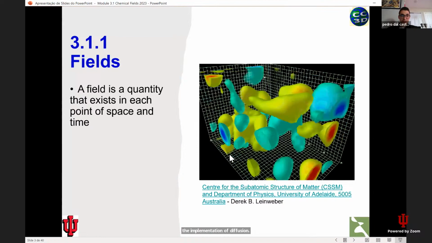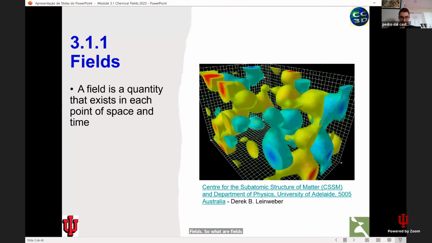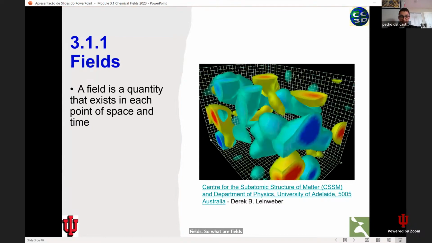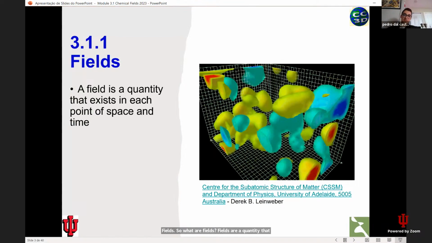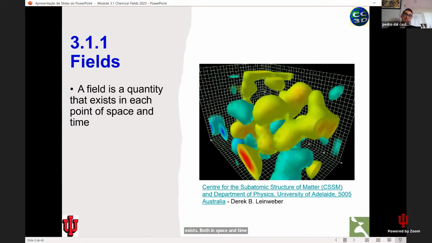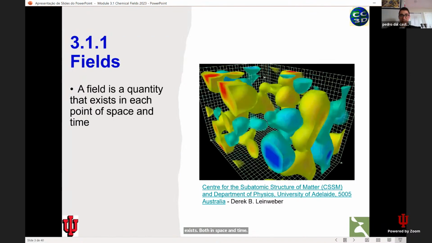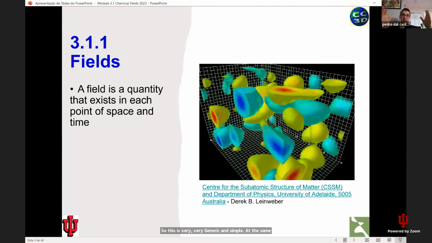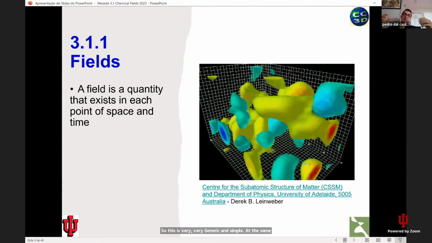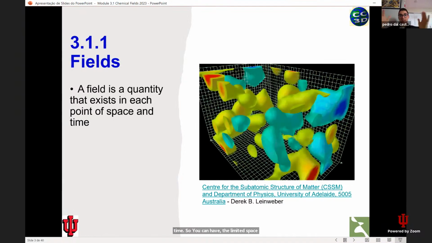So what are fields? Fields are a quantity that exists both in space and time. So this is very, very generic and simple at the same time. So you can have a delimited space and a delimited time.